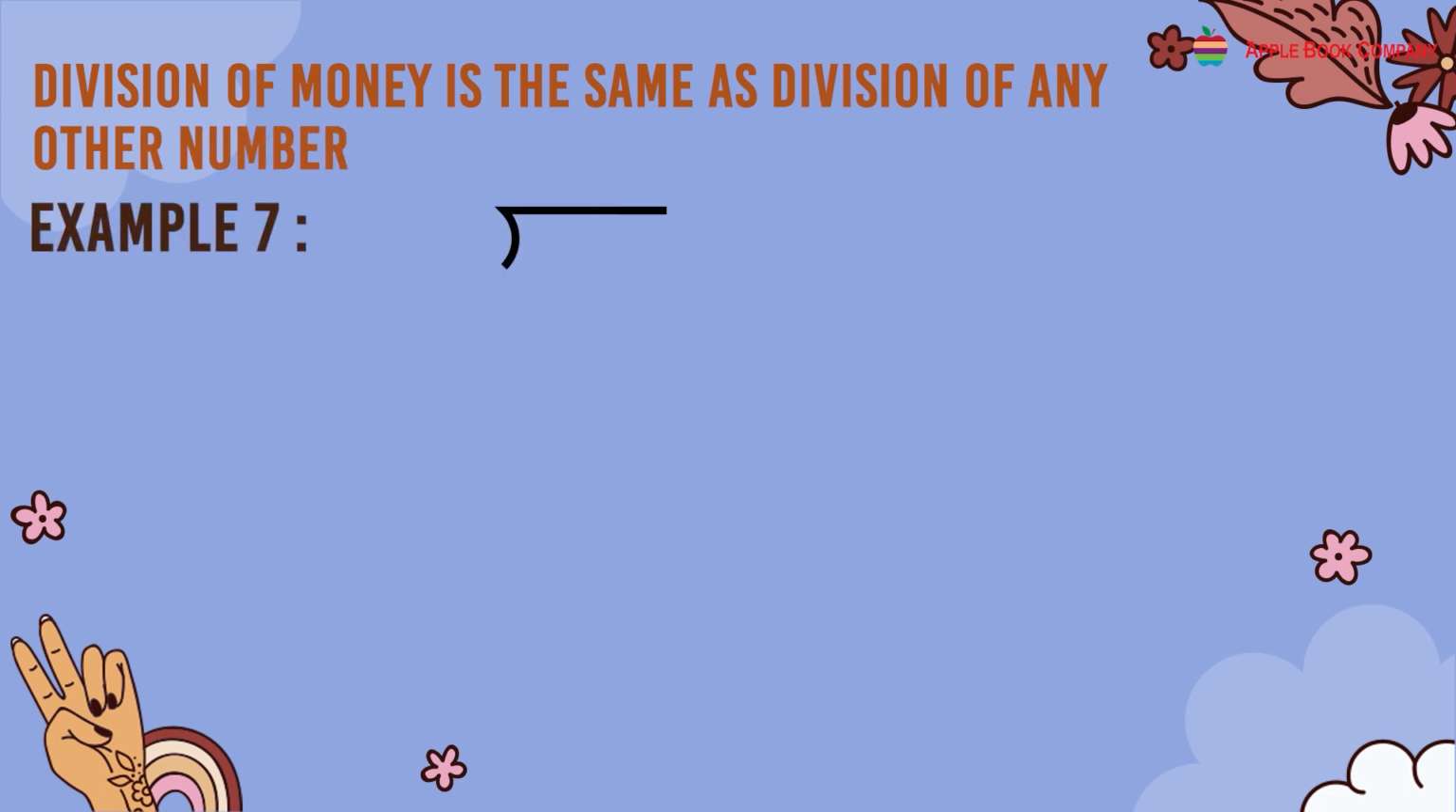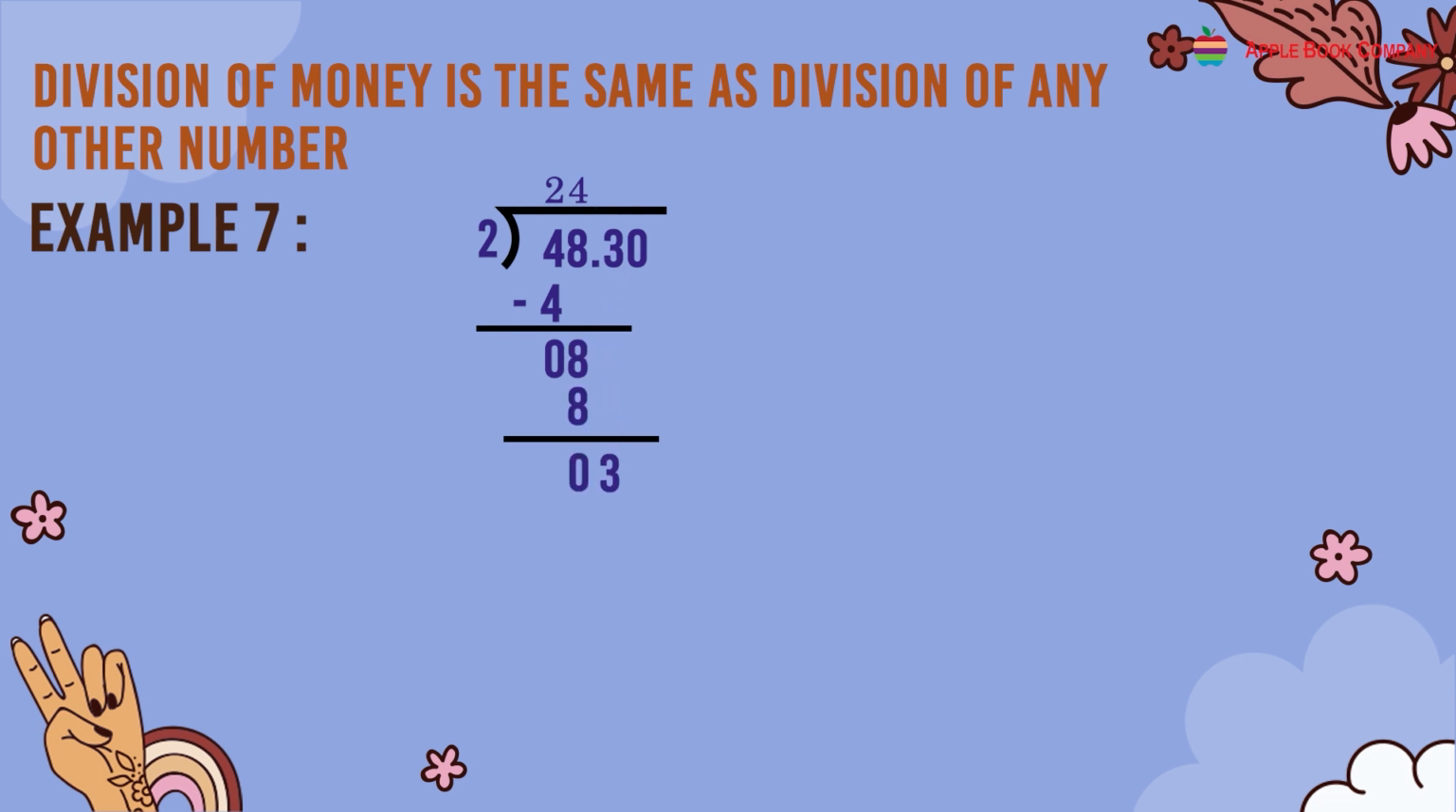Example, divide 48.30 by 2. Solution, 48.30 divided by 2. 2 2s are 4. So 4 minus 4 is 0. Bring down 8. 2 4s are 8. Again, 8 minus 8 is 0.